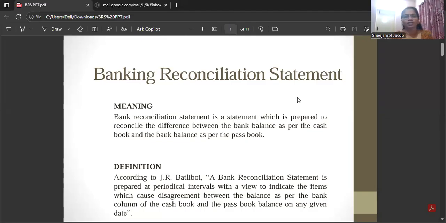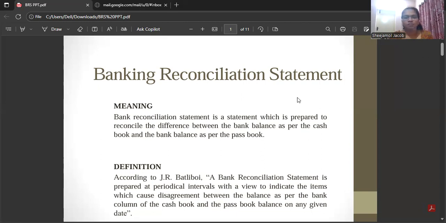What is a bank reconciliation statement? It is a statement prepared by the customer himself if there are any variations between the bank column of the cash book and the bank passbook. In order to rectify the difference between these two books, the customer himself prepares the bank reconciliation statement. So what is the meaning?